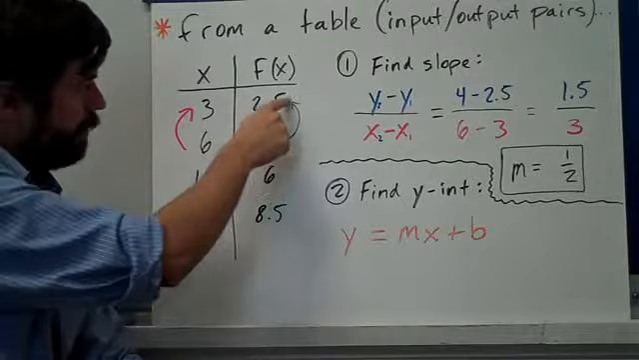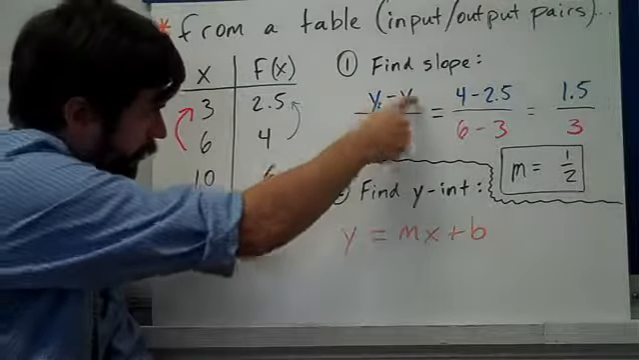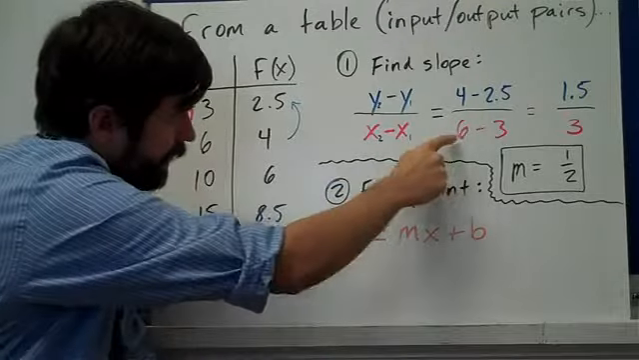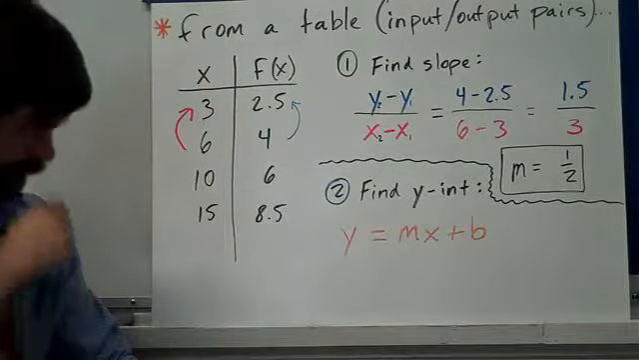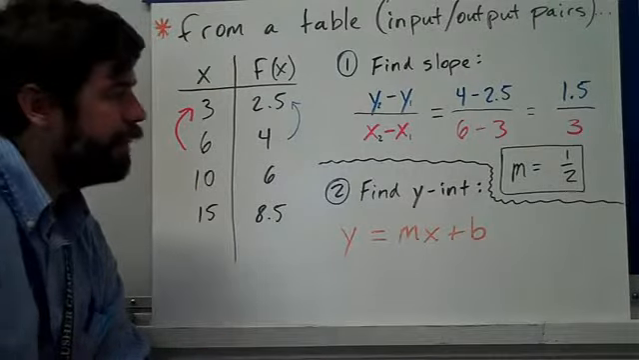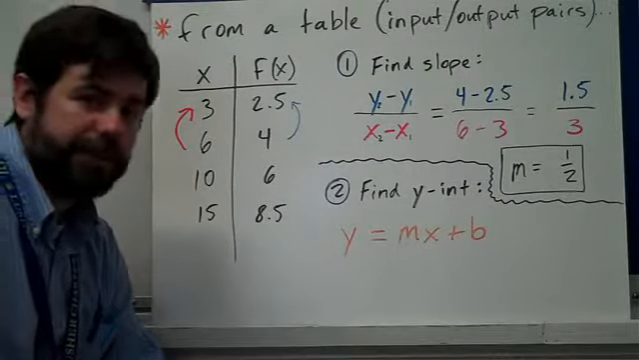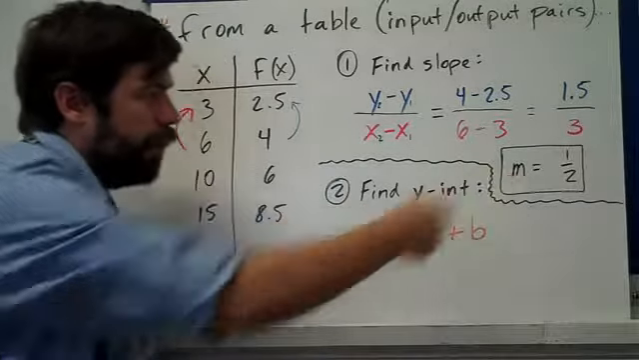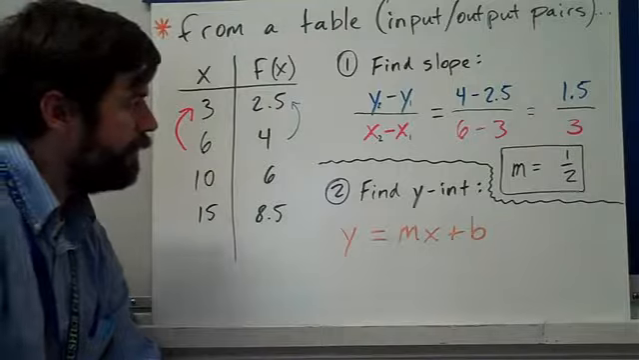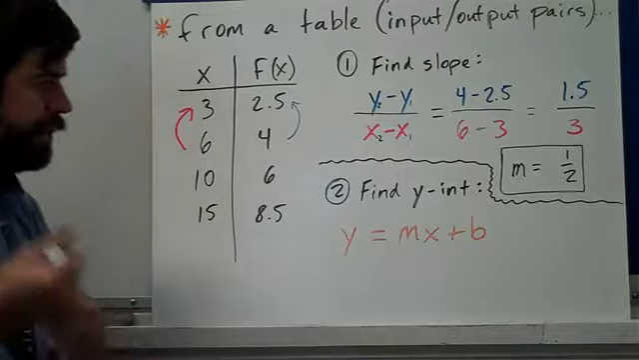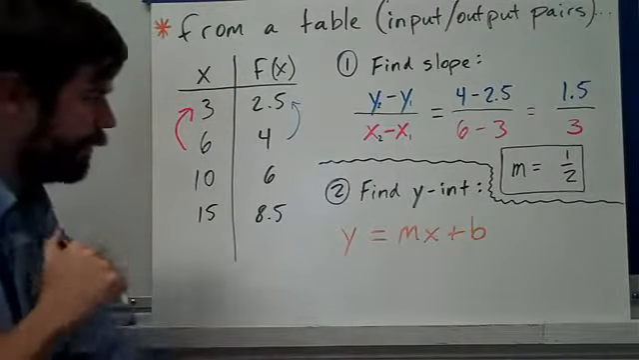So 4 minus 2.5 is y2 minus y1, and 6 minus 3, that's x2 minus x1. We do our calculations, and we get 1.5 over 3. Now you always want to reduce fractions to lowest terms. 1.5 over 3 can reduce to 1 over 2. And then from there, we want to find the y-intercept. Now this seems like the part where some people got stuck.